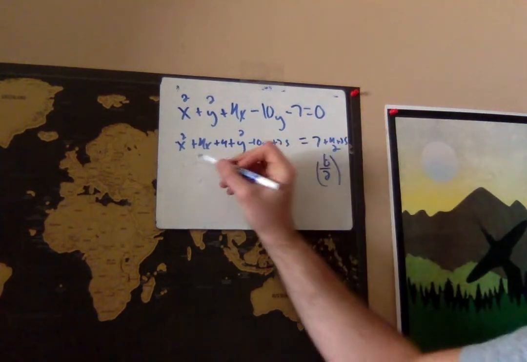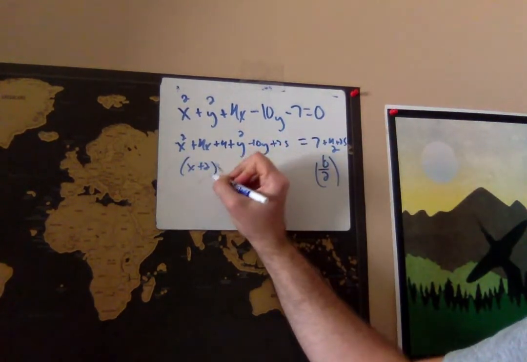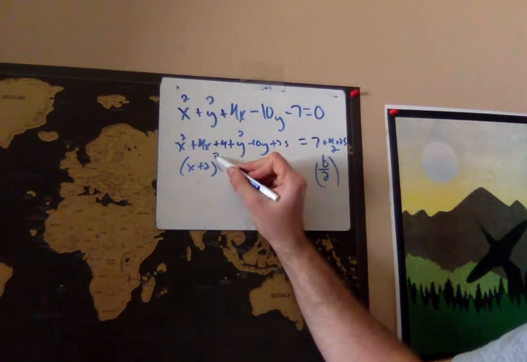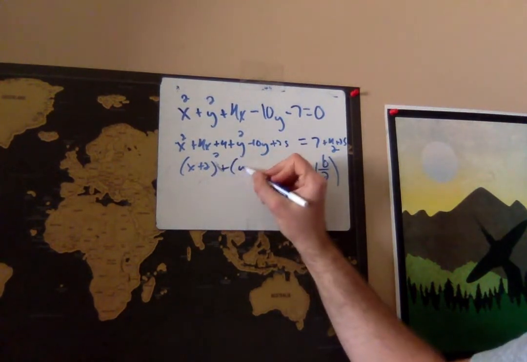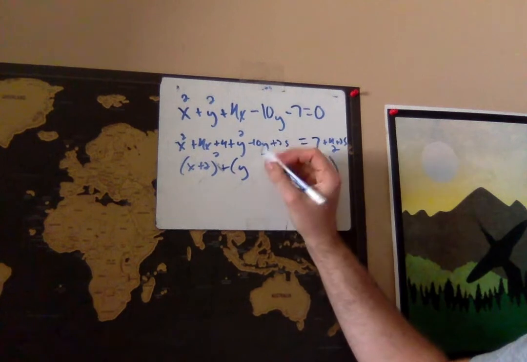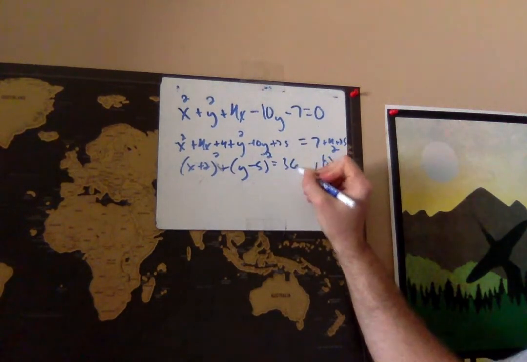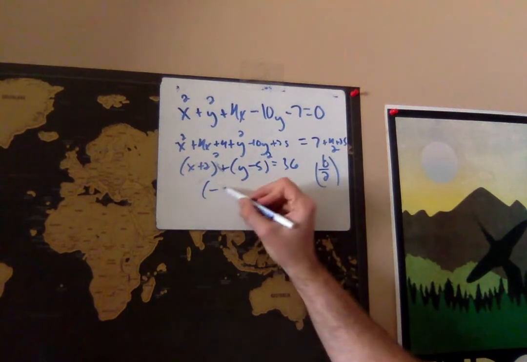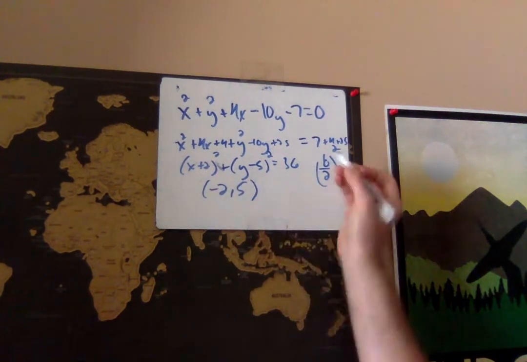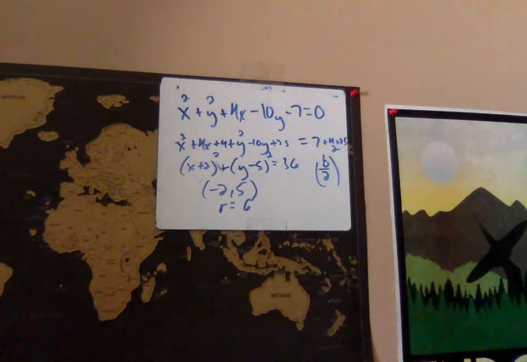Factor: what times what gives me 4 and adds to give me 4? Positive 2. And over here, what times what gives me 25 and adds to give me negative 10? Negative 5. And when I add those numbers up, I get 36. So my center for that would be (-2, 5), and my radius would be equal to 6.